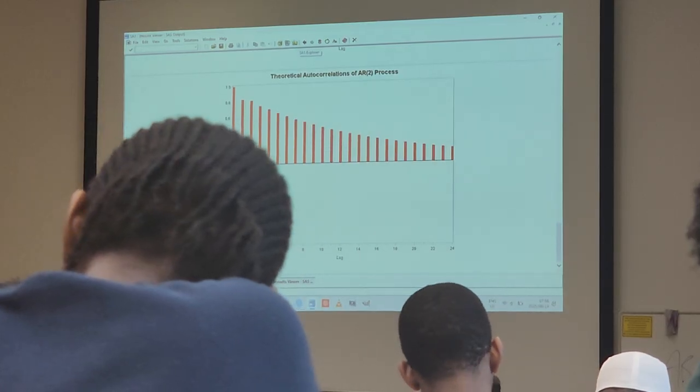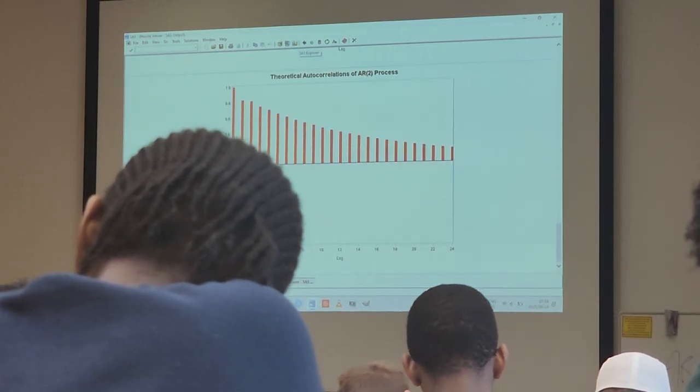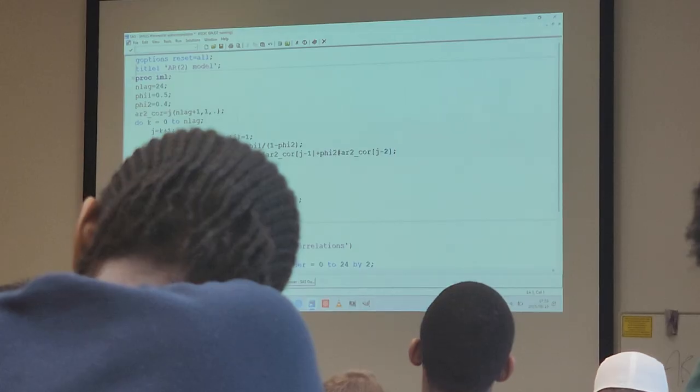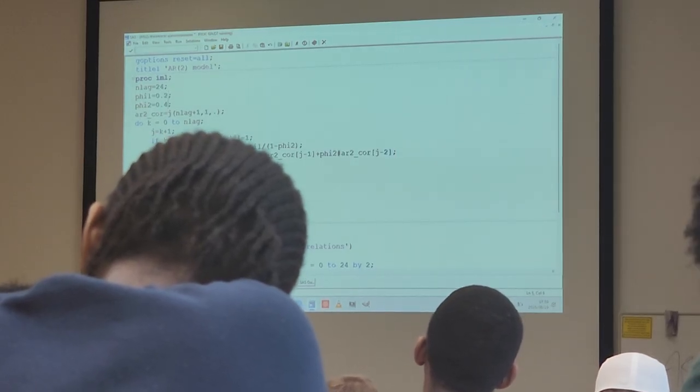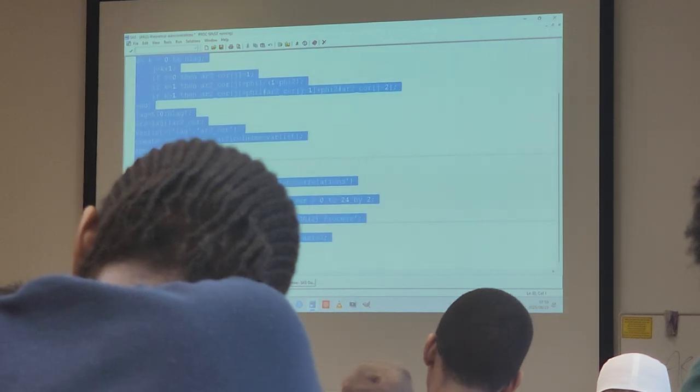Okay, let's look at a few other patterns we might get. So I've taken 0.5 and 0.4. Let me make this, for example, 0.2 and 0.7. Run it again.